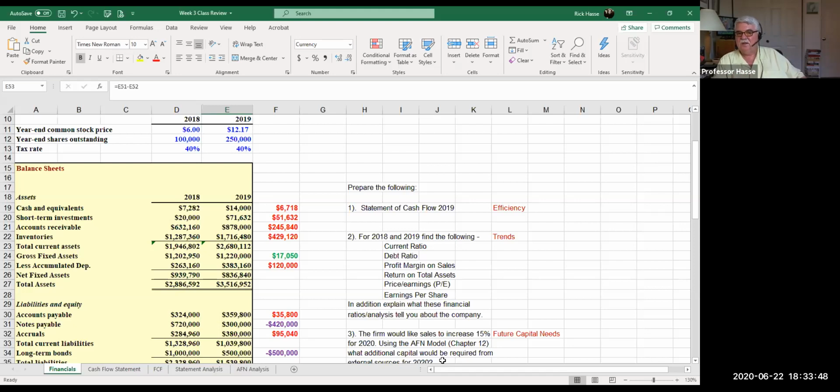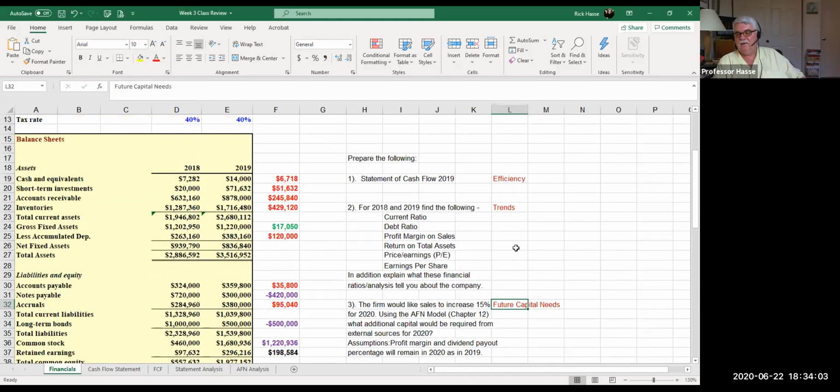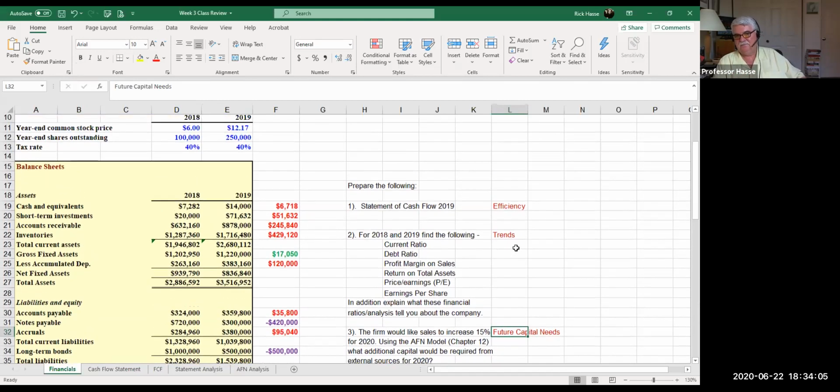Are we efficient with our cash? Where are our trends going in regards to debt, equity, and profit positions? What are we going to need in the future to maintain competitiveness? How can we maintain that into the future?